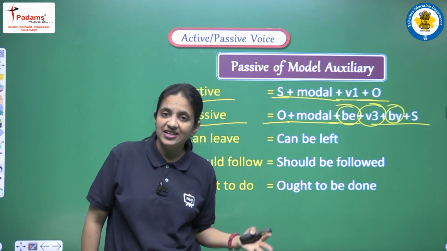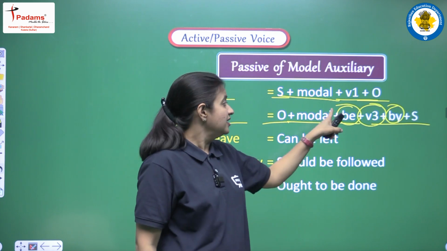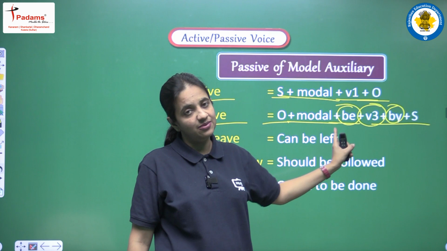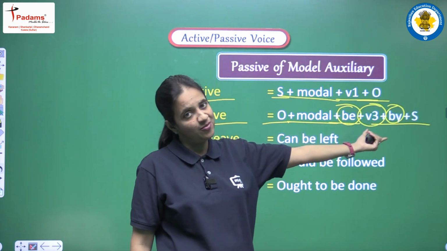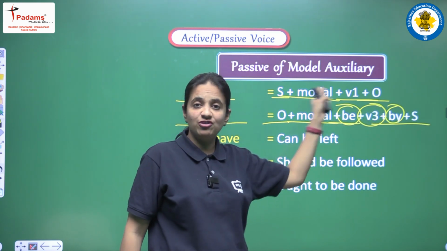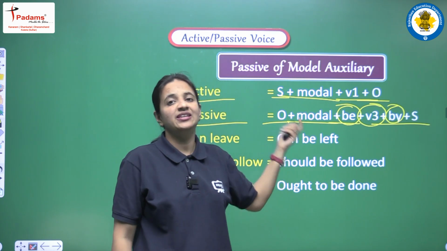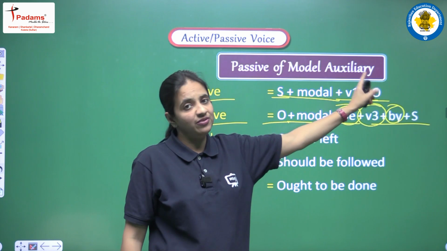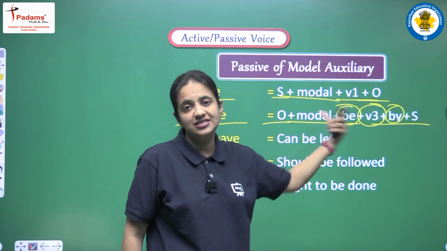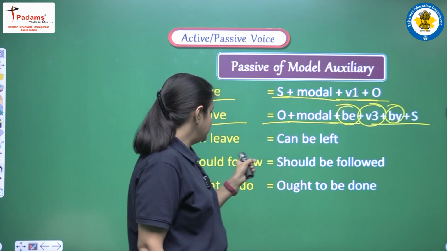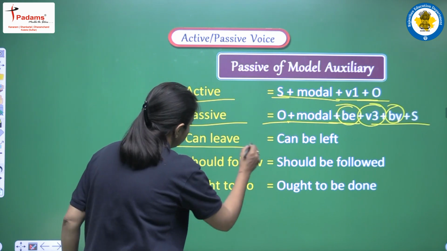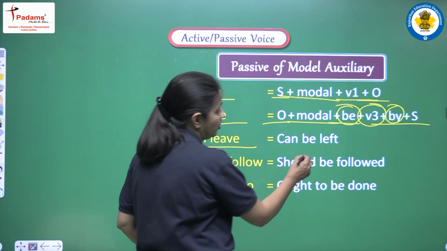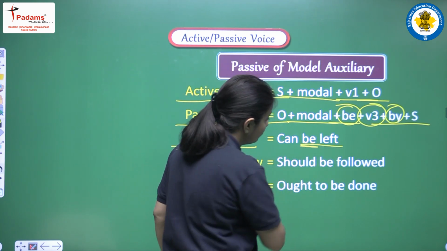So the important thing that you have to remember here is that with the modal we have to add be. And we have to write the third form of the main verb, and the structure will be the same. The object will be there in the beginning of the sentence, and the subject will be there in the end of the sentence, and we have to use one conjunction, by. Right. So let's see how we can write. Suppose we are having can leave in active voice. So in the passive voice, we have to add be with can, and the third form of the main verb.